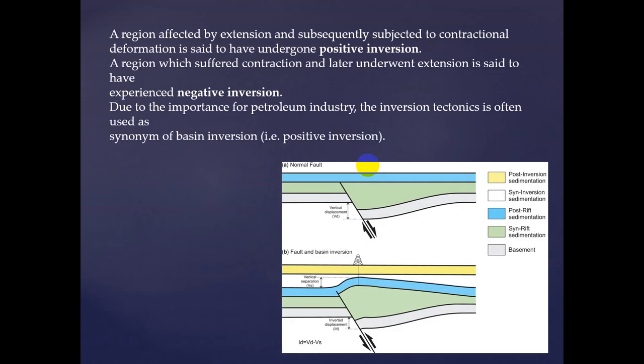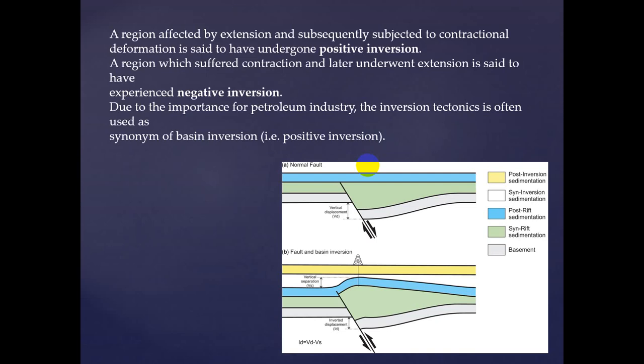The second lecture of this course is basin inversion. We finished the part on the extension regime in two lectures, and now we are starting what's called basin inversion. Inversion means change of tectonic regime from extension to compression, or from compression to extension. So a shift from one regime to another in the same area means inversion.